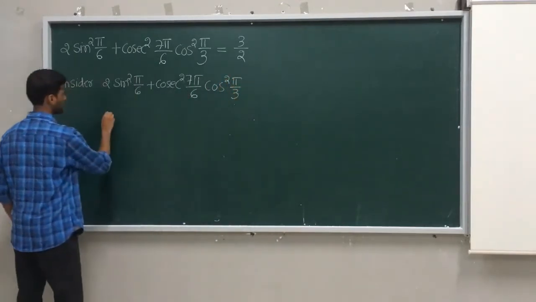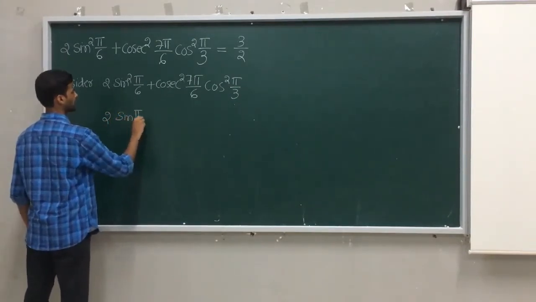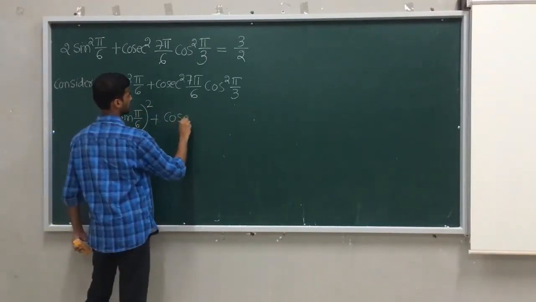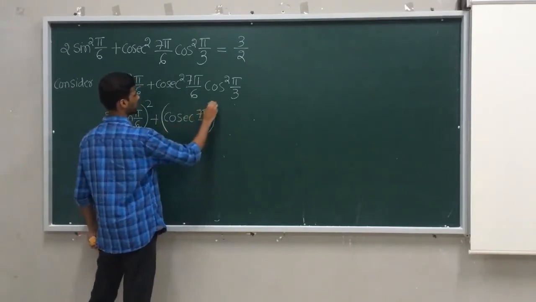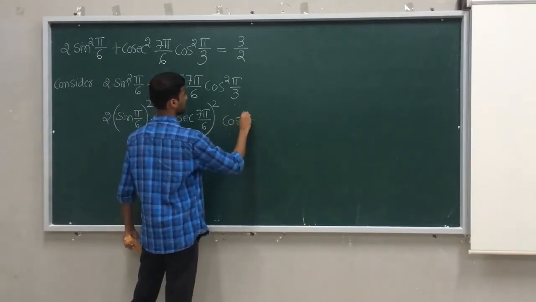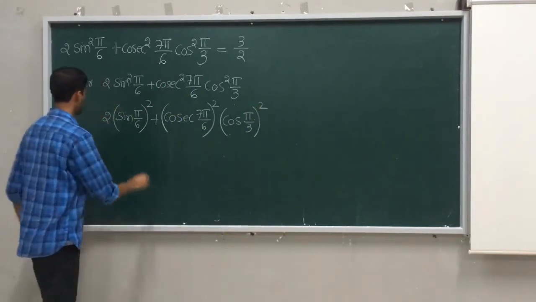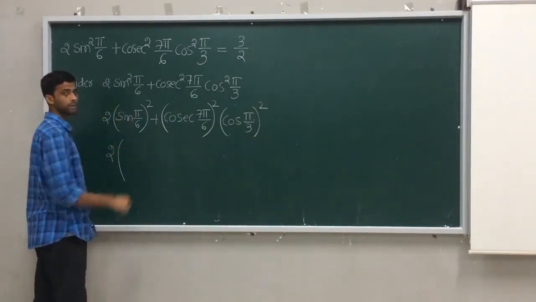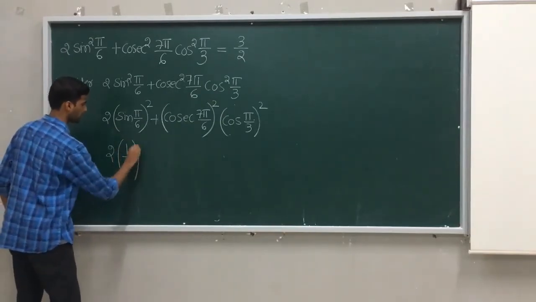What we will do here is 2 into sin pi by 6 the whole square, then cosec 7 pi by 6 the whole square, into cos pi by 3 the whole square. Now we all know the sin pi by 6 answer. Pi by 6 means 30 degree. Sin 30 is 1 by 2, 1 by 2 the whole square.